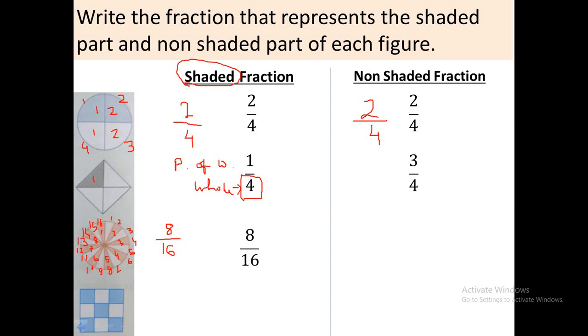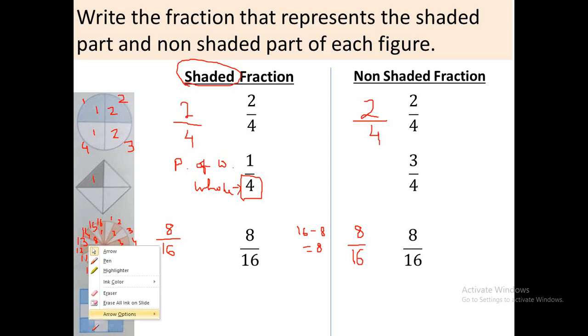So the non-shaded fraction in the same way. See, in place of whole I will write 16, and in the upper part I will write the non-shaded parts. So 16 is the total, and out of which 8 parts are shaded. So the non-shaded parts equal how much? 16 minus the shaded parts. Okay, that equals 8. Else you can count from here also. 1, 2, 3. How many non-shaded parts are here? So 8. So I will write 8. Okay. So the fraction is 8 by 16. Right. Next figure.